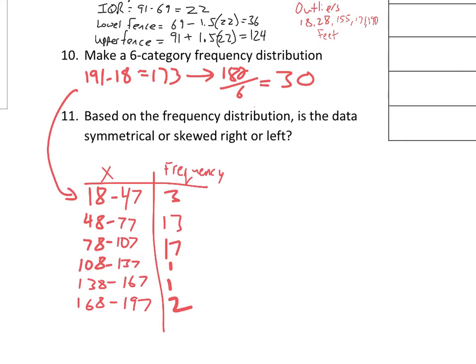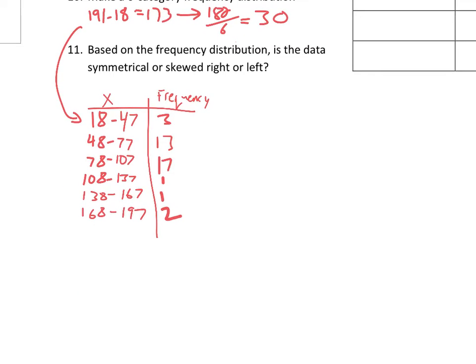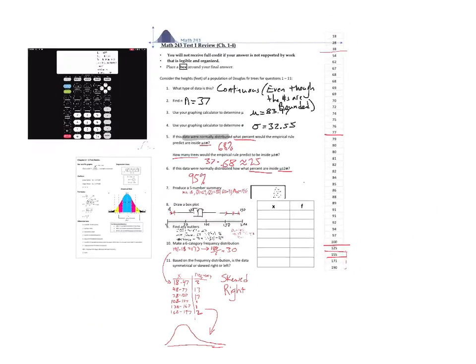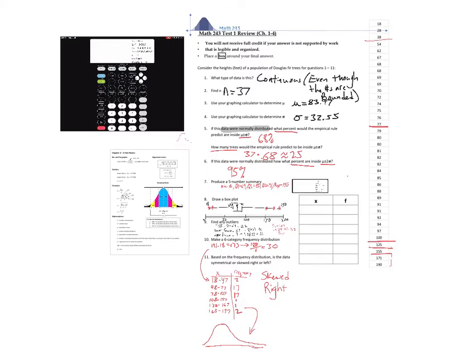That's the key. So the question is, is this symmetrical or skewed right? Notice most of the numbers are over here in the lower section. If we were to make a histogram out of that, there'd be a bunch here, and not very many here. So this would be skewed right, because that tail would be off to the right. There are outliers, 4 real tall trees on the right. Let's look at the next page and see how that goes.